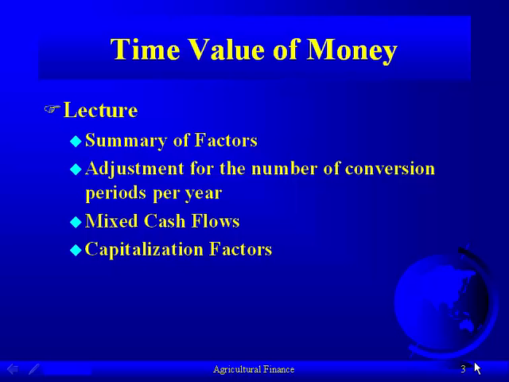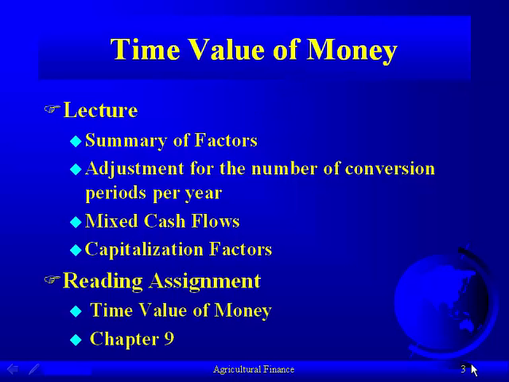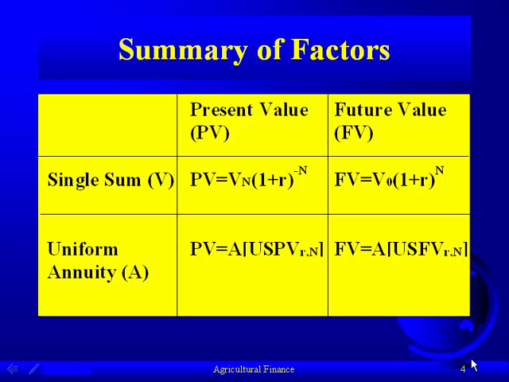Today we're going to give a quick summary of the 4 factors that we have learned, and then we're going to talk about the adjustments for the number of conversion periods per year, and then learn how to use mixed cash flows, or how to use the 4 factors that we know to solve the problem. And we get to the capitalization factors. Okay, this sheet we're starting with the summary of factors.